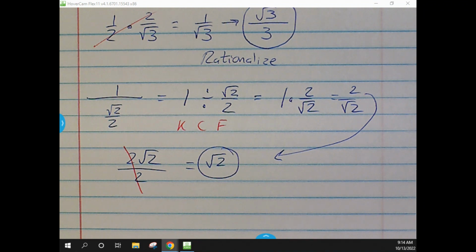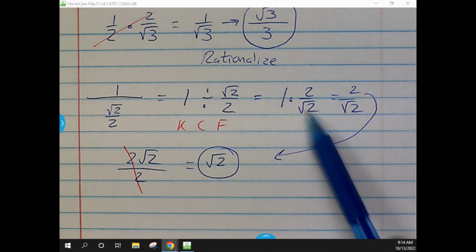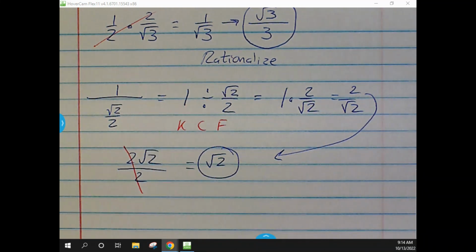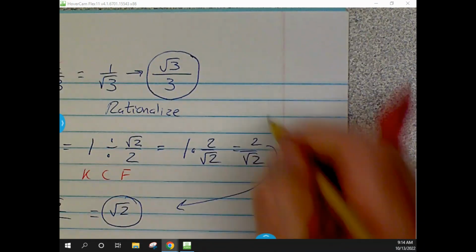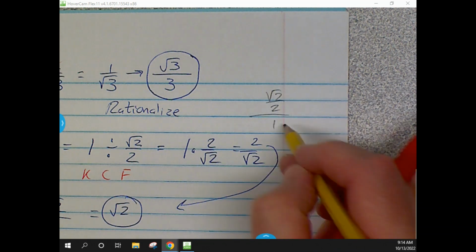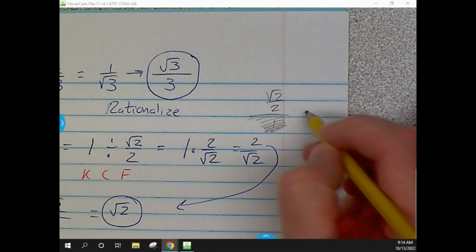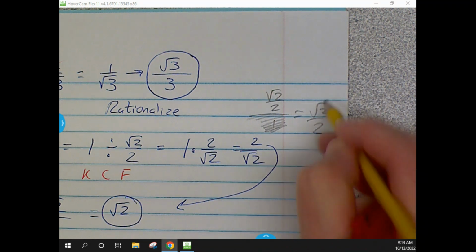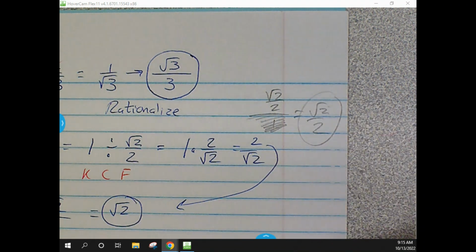Question, Daniel? What if the 1 was on the bottom? If the 1 was on the bottom, then you wouldn't have to worry about it, because then it's just over 1, and that doesn't affect it at all. So you can just leave it square root of 2 over 2. The only time you have to worry about rationalizing is if you get the square root on the bottom. If it had been the other way, like you were asking, if it was square root of 2 over 2 over 1, if something's over 1, it doesn't really impact it, so you can just get rid of it. So that would just be square root of 2 over 2. And that's okay because the square root's in the top and not in the bottom.